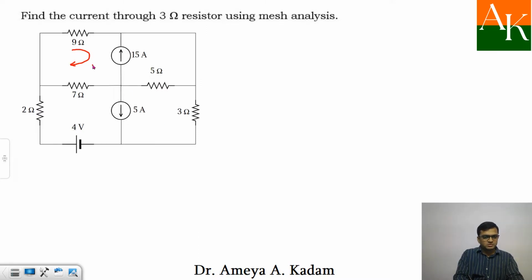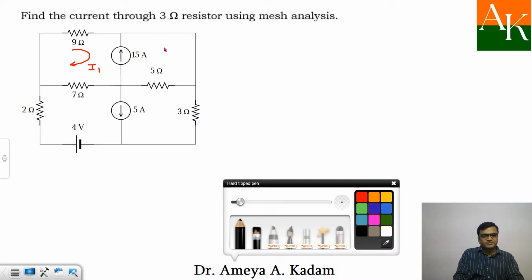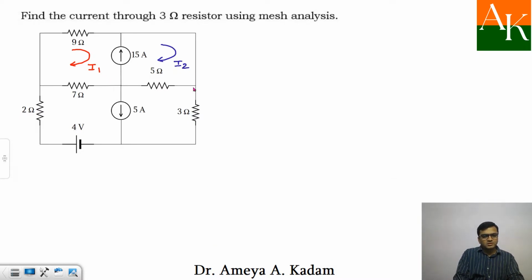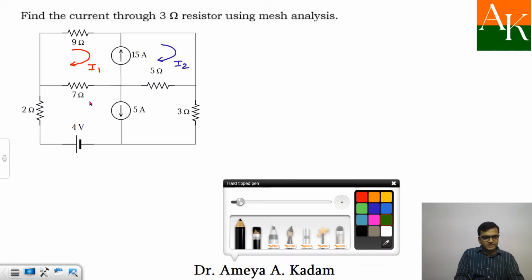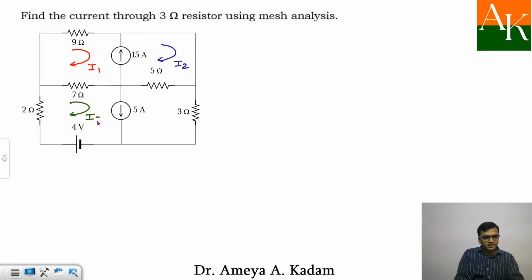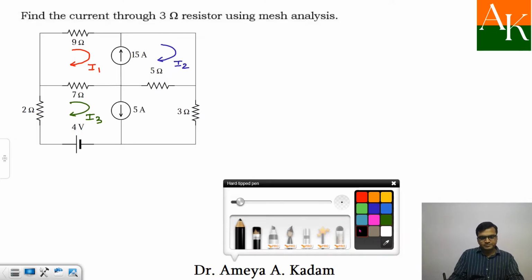So here I can assume current as I1, here as I2, this mesh as I2, here I am assuming current as I3. And here I am assuming current as I4.